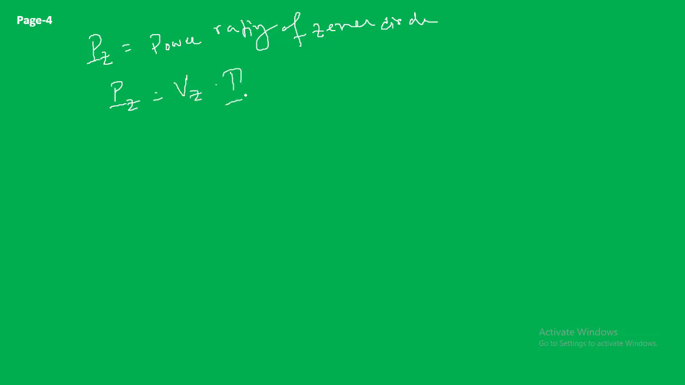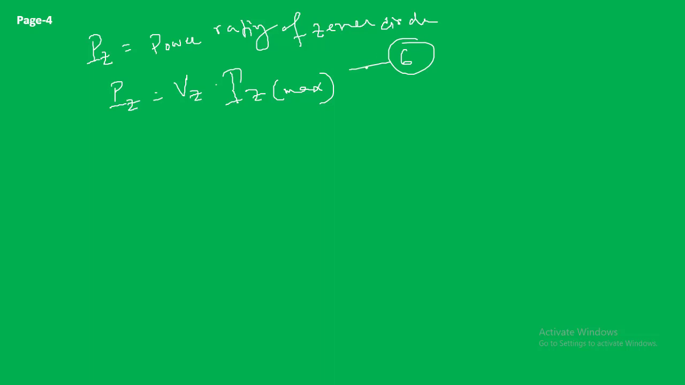Now if we consider Pz as the power rating of the Zener diode, then Pz we can write as Pz is equal to Vz into Iz max. Call it equation number 6.